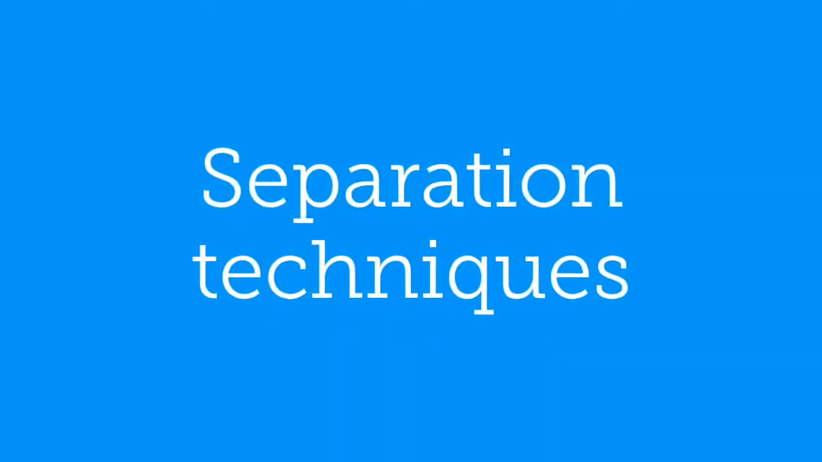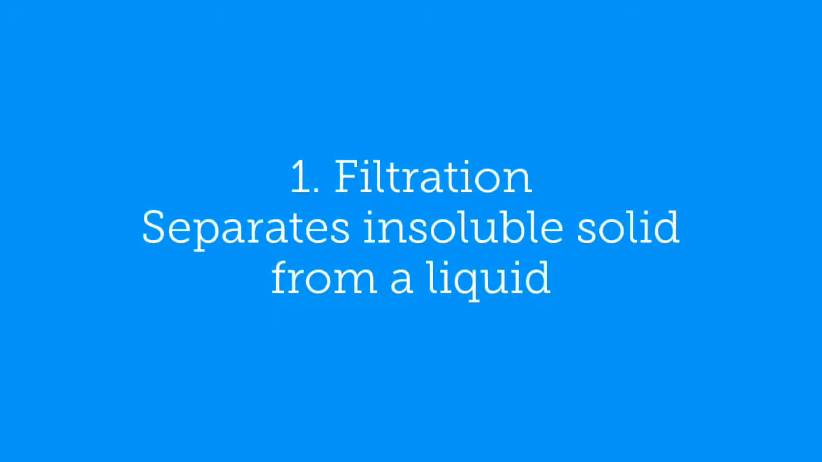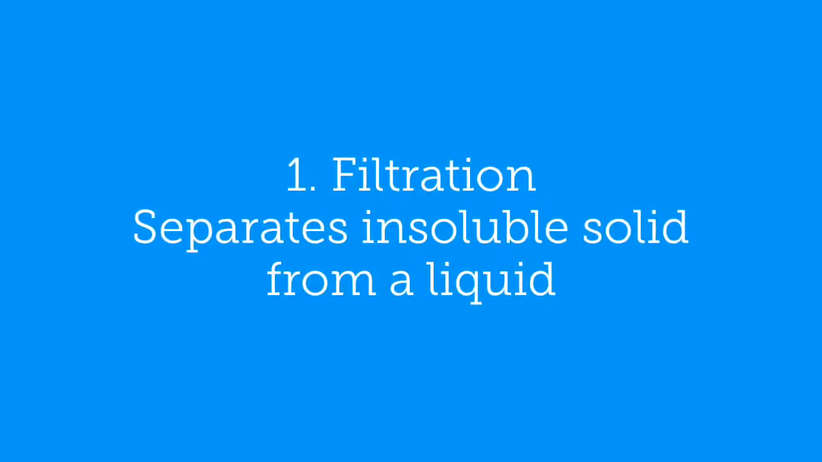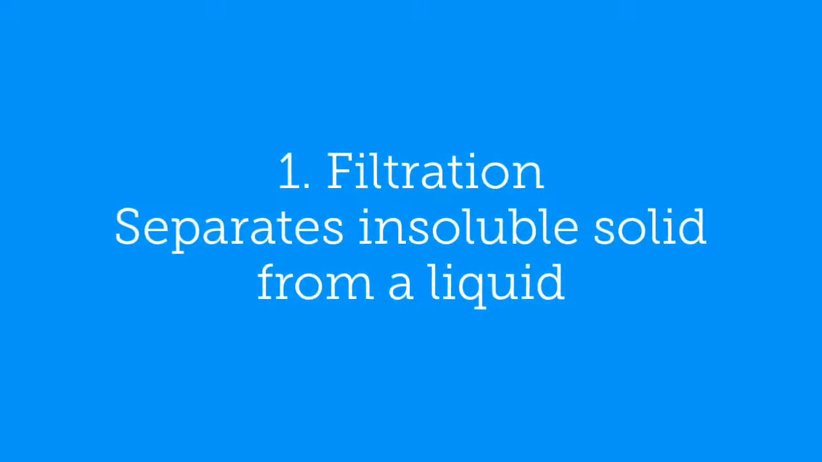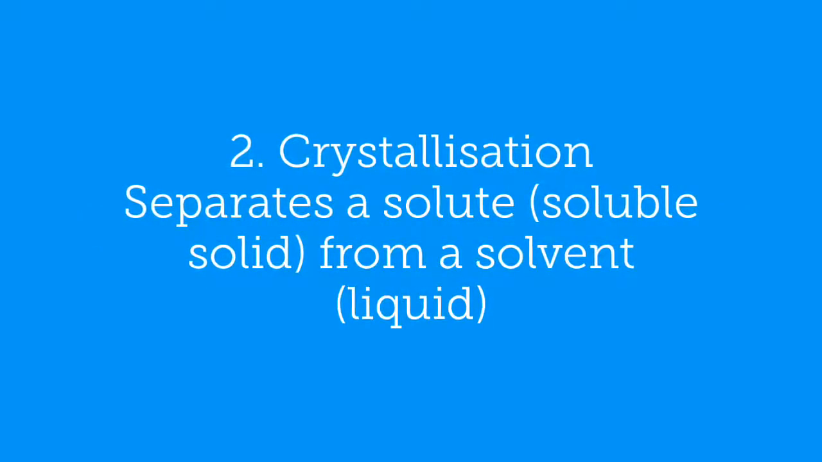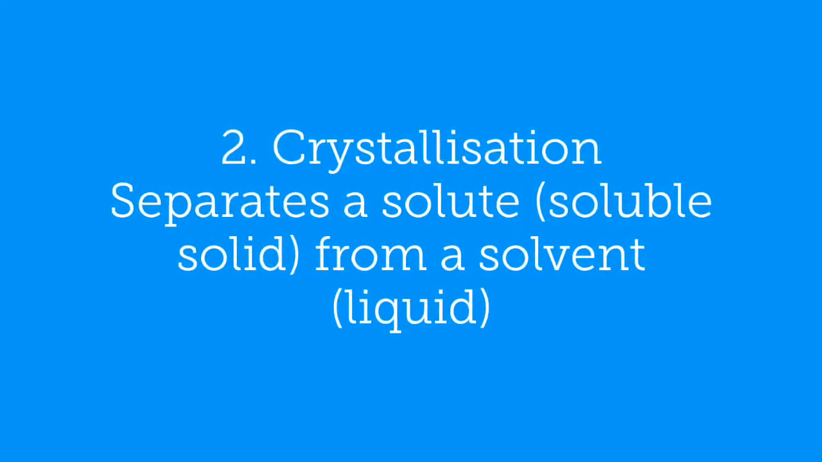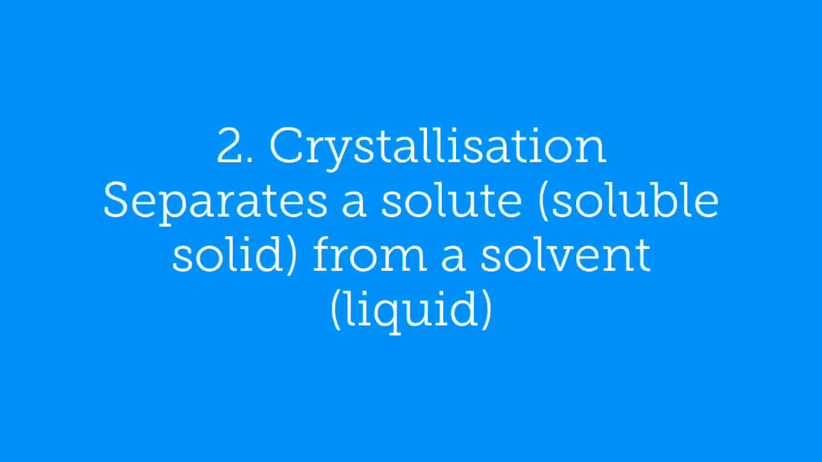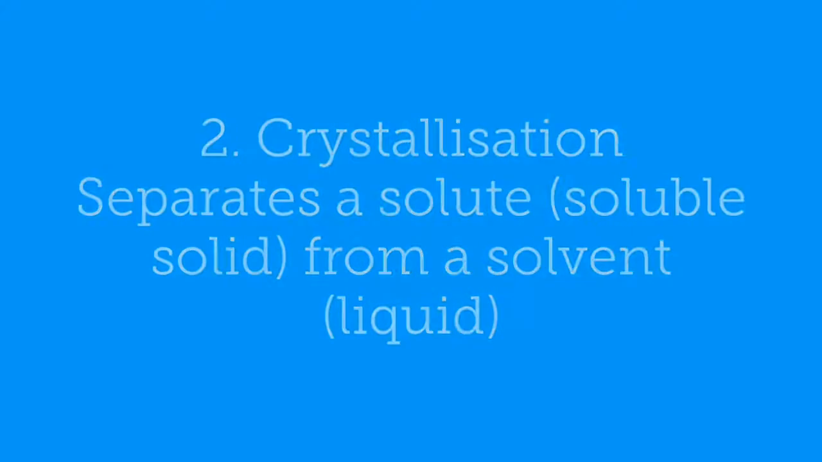Summary of the separation techniques. Filtration is used to separate an insoluble solid from a liquid, for example, separating sand from water. Crystallization, this is used to separate a soluble solid, which is a solute, from a liquid, the solvent. An example is getting salt from salt water.